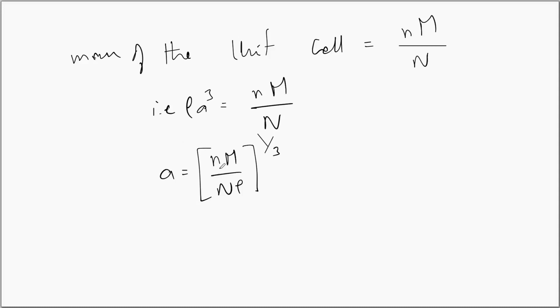In this formula, small n is the number of atoms or molecules in the unit cell, capital M is the molecular weight or atomic weight, capital N is Avogadro number, and rho is the density of the crystal.